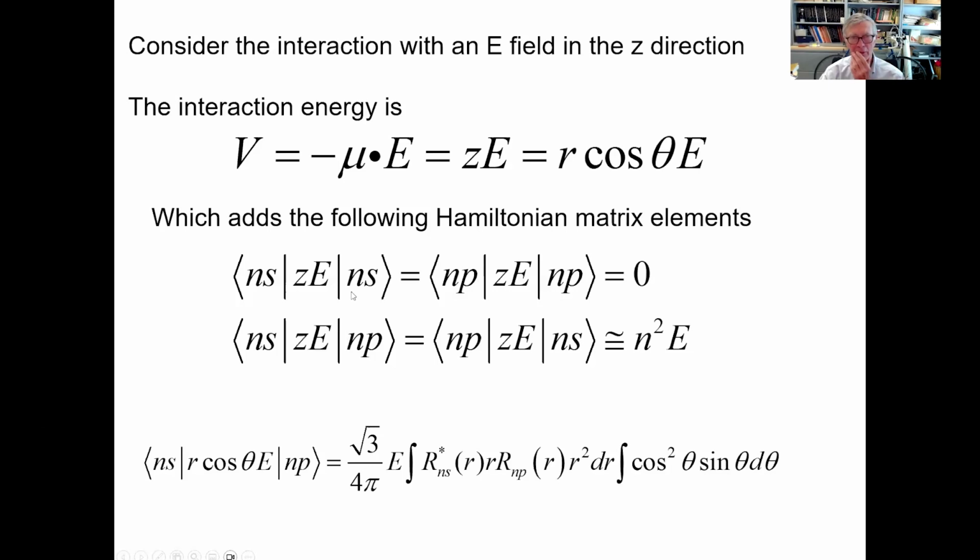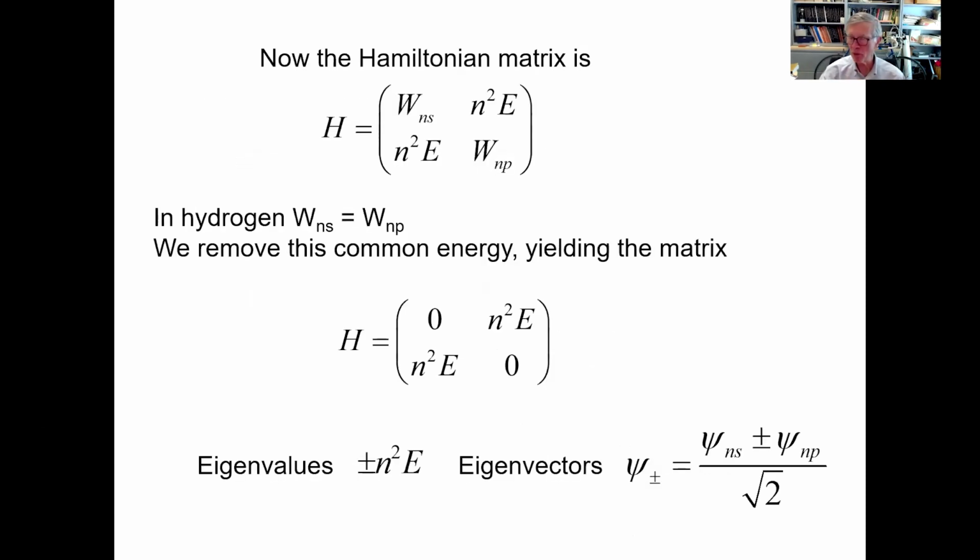0. And that basically it's because this function is even with respect to theta, and when I throw in this theta and do the angular integral, I get 0. Okay, but in any case, now our Hamiltonian matrix looks like this.